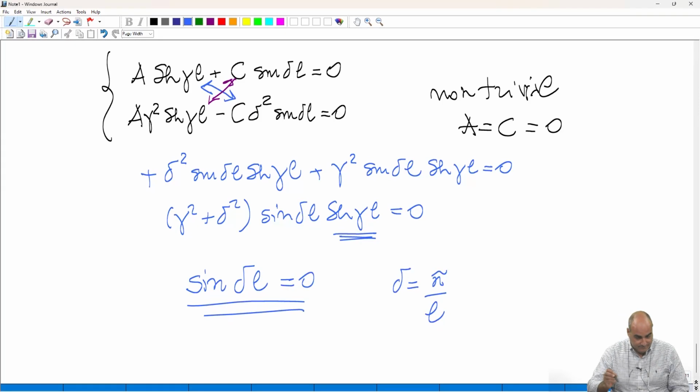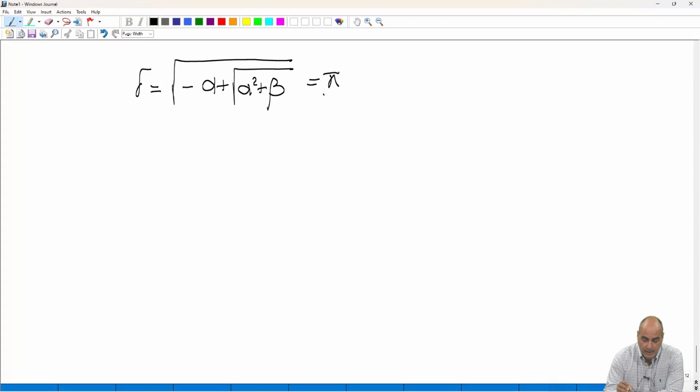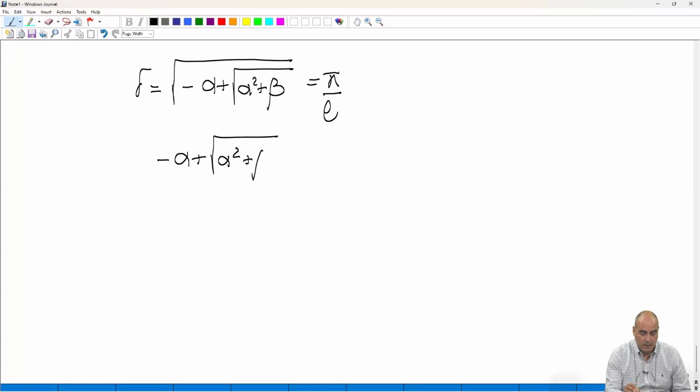But what was delta? Delta is the square root of minus alpha plus the square root of alpha square plus beta, equal to pi over L. So first of all, I raise to the square both members of the equation. And I find minus alpha plus the square root of alpha square plus beta is pi square over L square. Okay?